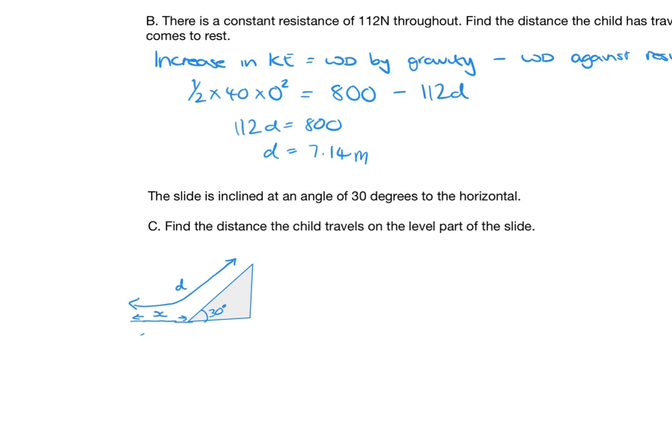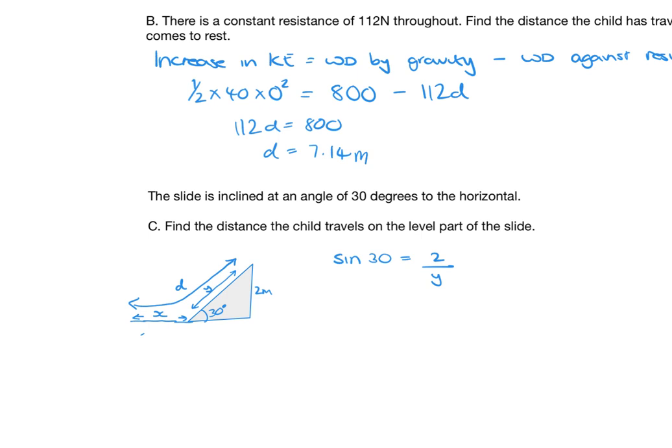Right, so you can see I have drawn a quick diagram to help me visualise what is going on in the problem. So in part B, we worked out the distance from the top of the slide to where the child came to rest. We're now trying to find the distance just travelled on that level part of the slide, so this final part of the slide. So if we calculate the distance on the slope, we can subtract this from the distance we worked out in part B. So I'm going to call the sloped distance y.